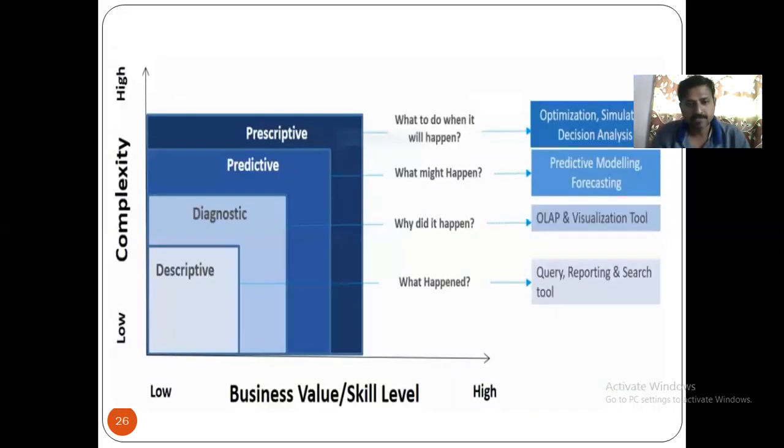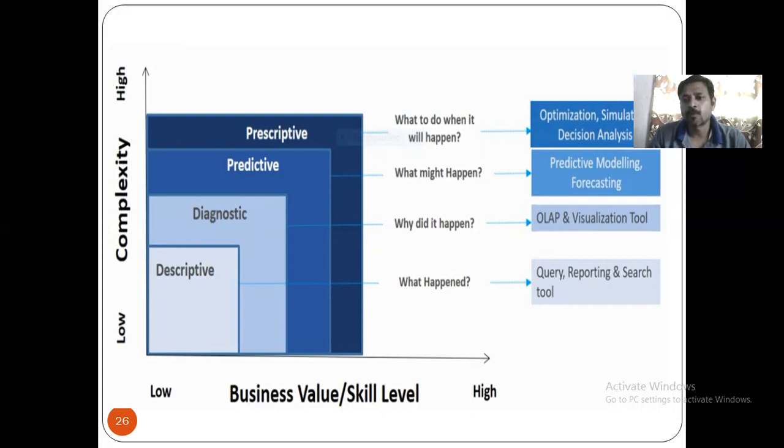Again, it is the same things we discussed in the previous slides: descriptive, diagnostic, predictive, and prescriptive. In descriptive, what happened? We are going to use query, reporting, and searching tools for past data. Diagnostic, why did it happen? We are going to use online analytical processing and visualization tools for diagnostic analytics. Predictive, what might happen, means we are going to use predictive models and forecasting methods to predict the future. And prescriptive analytics, what to do when it happens.